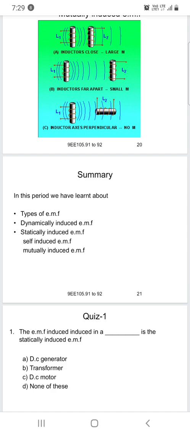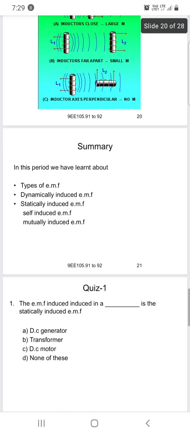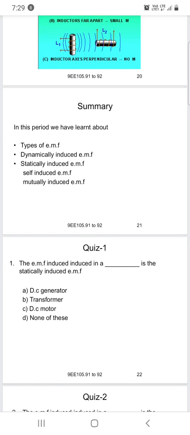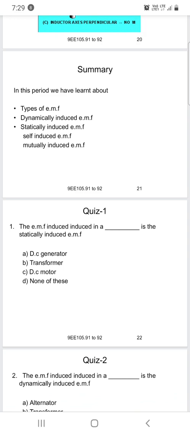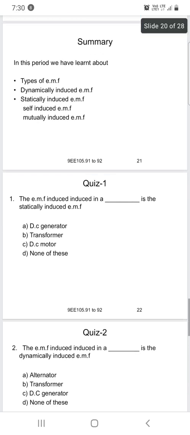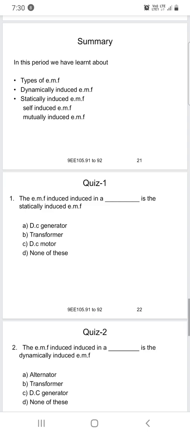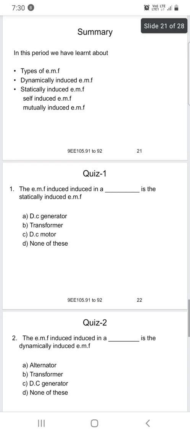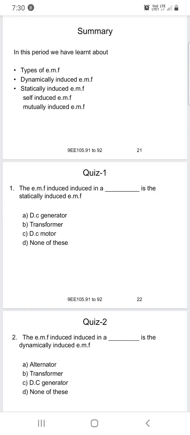In this period we have to learn about the types of induced EMF. The first type is dynamically induced EMF, and the second type is statically induced EMF. What is dynamically induced EMF? Here the conductors are moving and the field is stationary, as in DC generators. In AC generators, the conductor is stationary and the field is moving. That is called dynamically induced EMF.